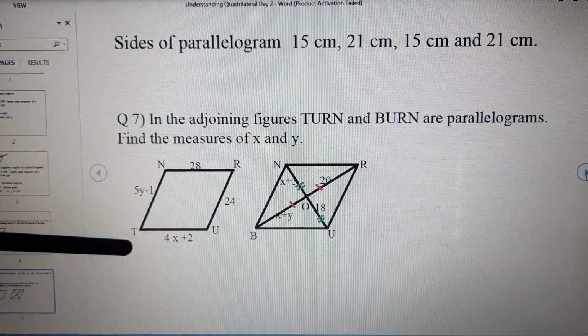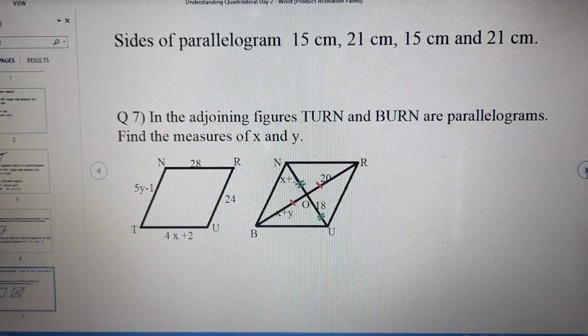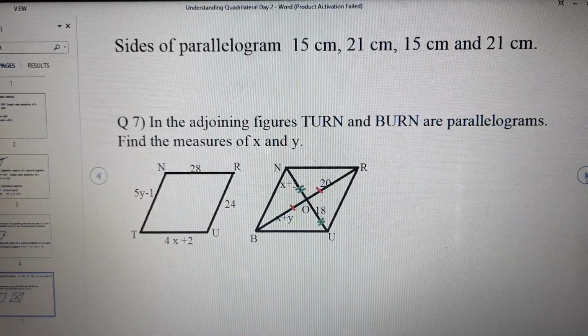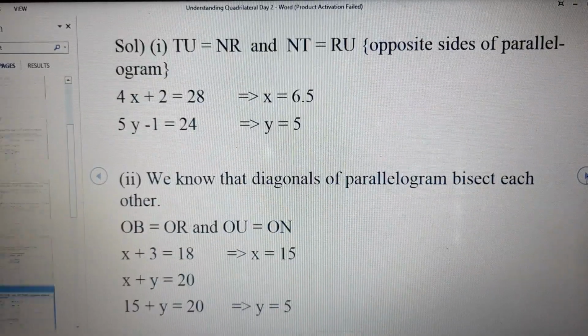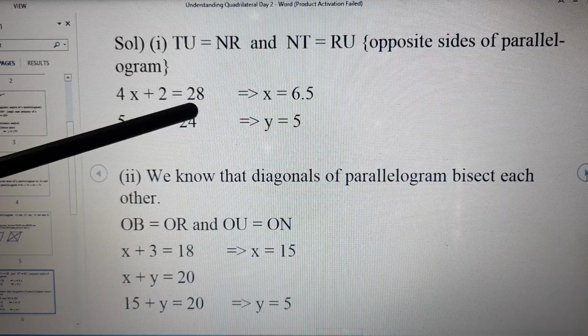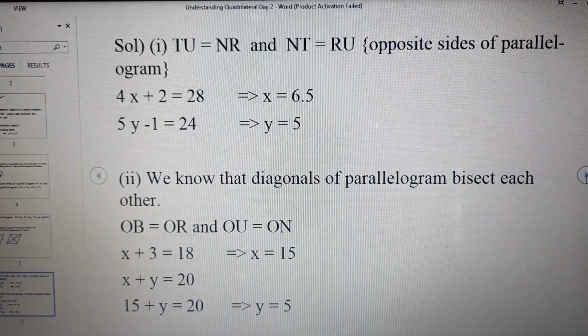Likewise, NT will be equal to RU. Opposite sides of a parallelogram are equal. 5y minus 1 is equal to 24. So we have got linear equations. We can easily solve them. 4x plus 2 is equal to 28. The value of x becomes 6.5.